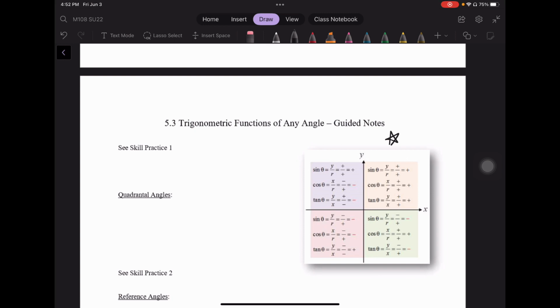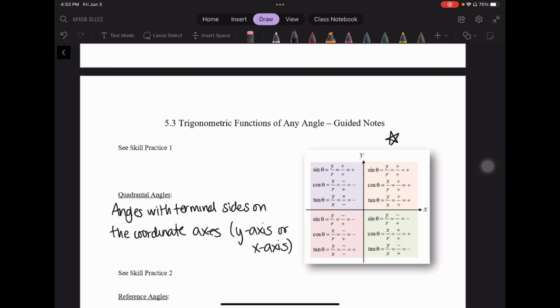We have special values for the axes. So quadrantal angles are angles that have their terminal side on the coordinate axes. For instance, in between quadrant 1 and 4, that would be 0 or 2 pi. In between quadrants 1 and 2, that's 90 degrees or pi over 2. In between quadrants 2 and 3, that's pi. In between quadrants 3 and 4 is 3 pi over 2.